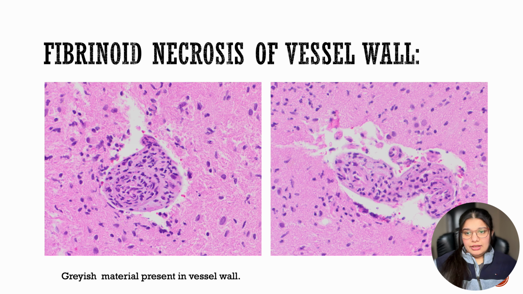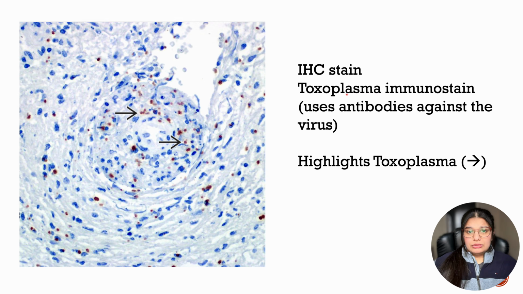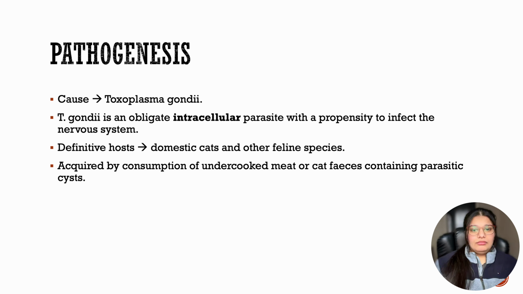Now there is an IHC stain which uses antibodies against toxoplasma, and that highlights the toxoplasma. So this was the fibrinoid necrosis of the vessel, and here these brown areas are the toxoplasma organisms, which are the culprit actually causing the disease here. So IHC stain is also available for diagnosis. Wrapping up the whole case, we diagnosed it after finding the characteristic H&E findings, confirming with IHC. Now just a brief learning point: what is the pathogenesis, how does it occur.